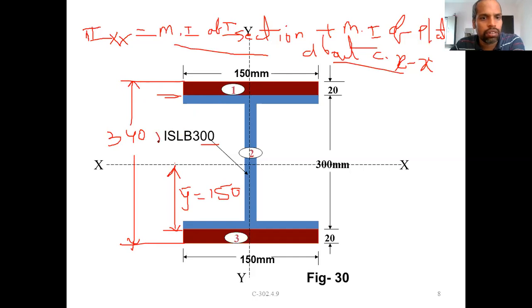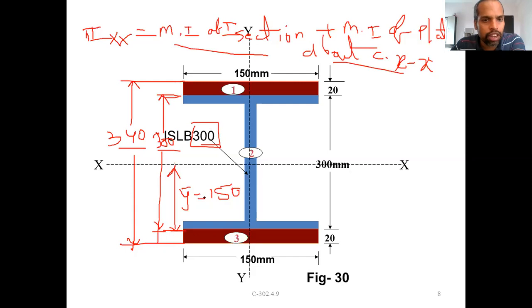So this is 300, our beam, up to here only. This is 300 and this is 340 including plates. Only the I section is 300, which is nothing but its depth. So for only the I section, y bar is equal to 150 from here.